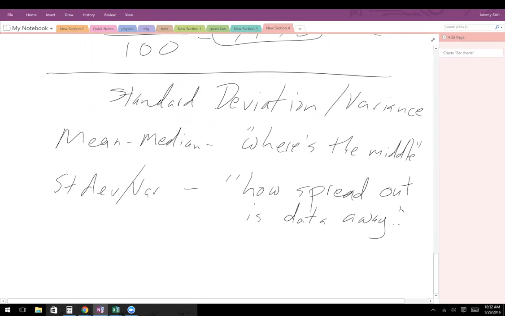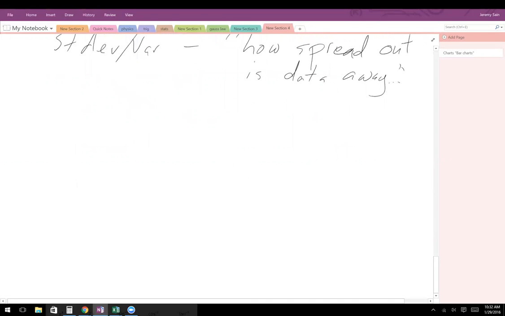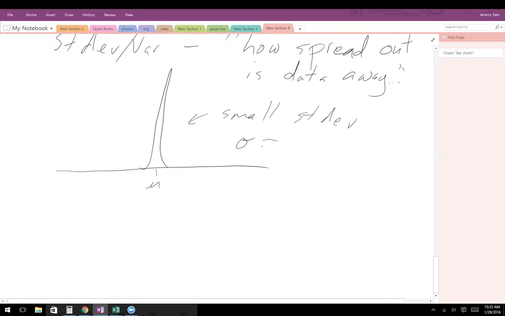So before we actually talk about how to compute it, let me just draw you a couple pictures. Let's say this was your data. You have nothing, and then all of it is right there in the middle, where the mean is. This would have a very small standard deviation. Basically, your standard deviation would be very, very close to zero.